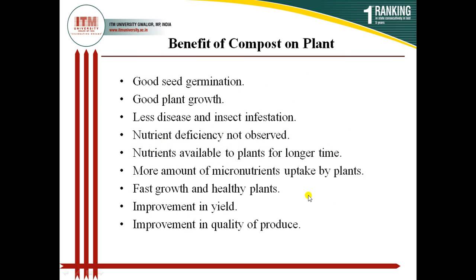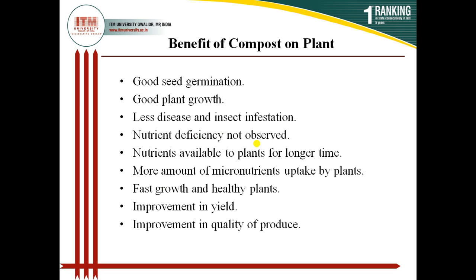So what have we seen? The benefit of compost on the plant, if it is fully rotten compost, is good seed germination, good plant growth, that we have seen in the past slides, and less disease and less insect infestation. As I told you, this compost is free from pathogens, so it reduces disease and insect infestation. Nutrient deficiency is not observed in the plant.